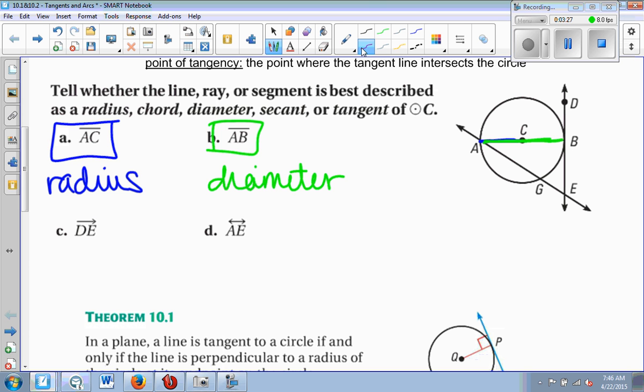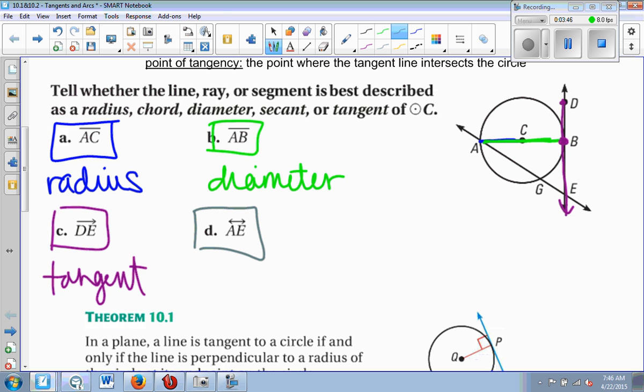The next one we're going to worry about here is DE. DE starts here and goes down. Notice that it touches the circle in one place, and that's at B. That's called a tangent. And then the last one is AE. AE would be the line that connects A and E. Since it hits the circle twice, it would be called a secant. Secant hits twice, tangent hits once.